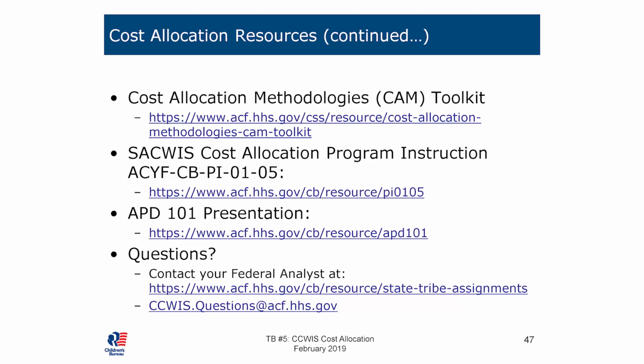We also refer to the CAM toolkit, which provides more information on the nuances of cost allocation. We've included this cost allocation program instruction laying out cost allocation as it applies to CCWIS because these cost allocation rules apply to CCWIS. As we've noted before, the cost allocation rules did not change under CCWIS. What is different is determining through the Automated Function Checklist what cost allocation methodology, CCWIS versus non-CCWIS, applies to which automated functions.